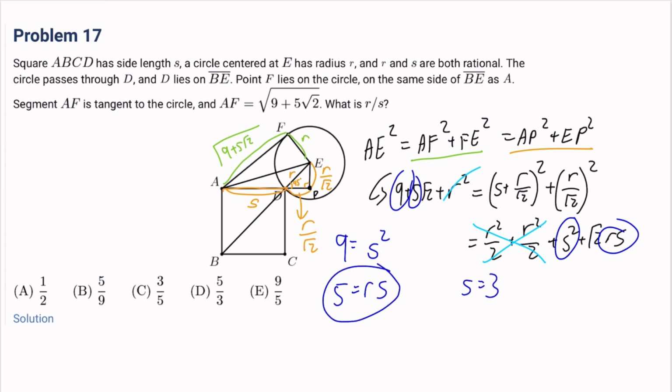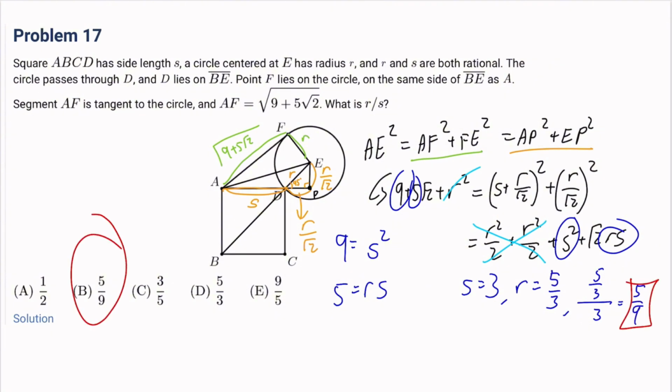S equals 3, and since 5 equals RS, R is going to equal 5 over 3. And so R over S is going to be 5 over 3 over 3, which is 5 over 9, right? So this is 5 over 9, it's B.